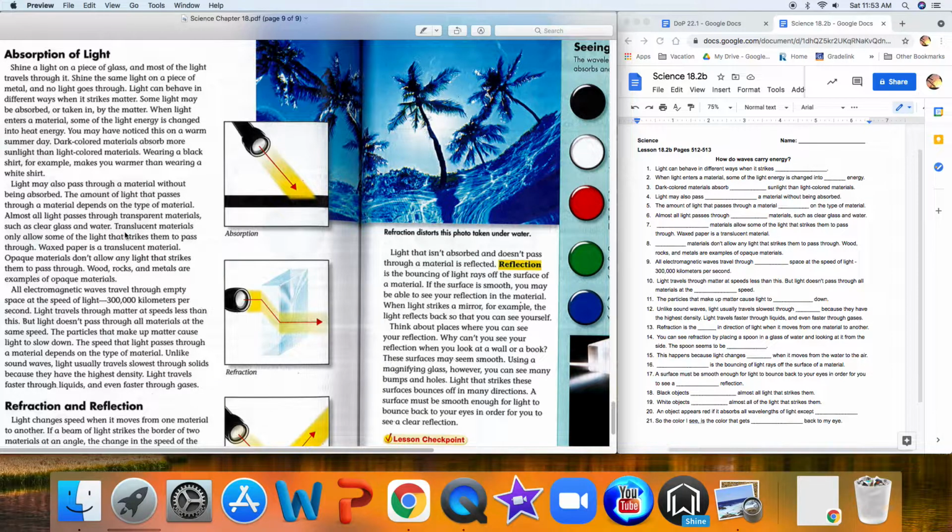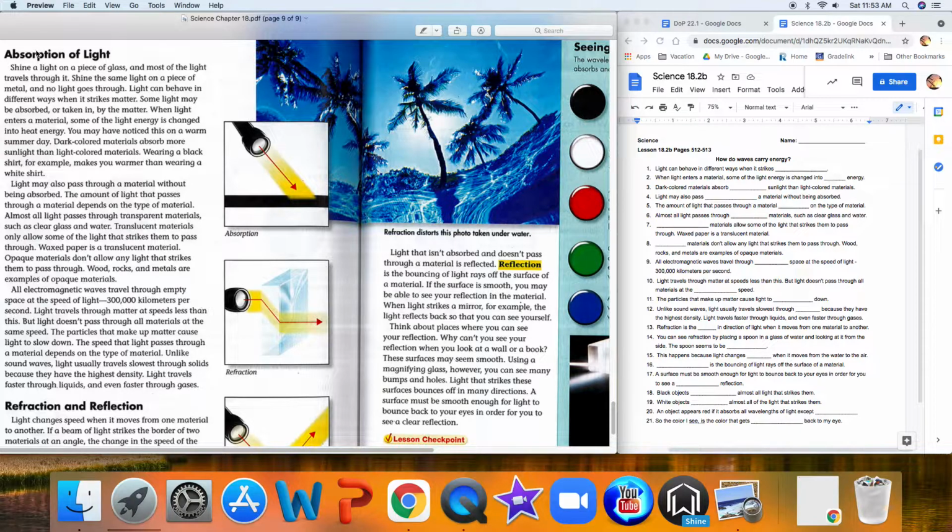Translucent, which is number 7 already on your notes, only allows some of the light that strikes them to pass through it. Wax paper is your example of translucent material. So I can kind of see through it, but not completely, right? So some light through, not all. Opaque, number 8 material, doesn't allow any light that strikes it to pass through. Wood, rocks, metal, your desk, your science book are all examples of opaque materials. It just absorbs it all.